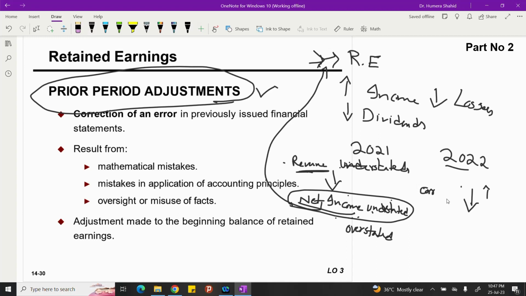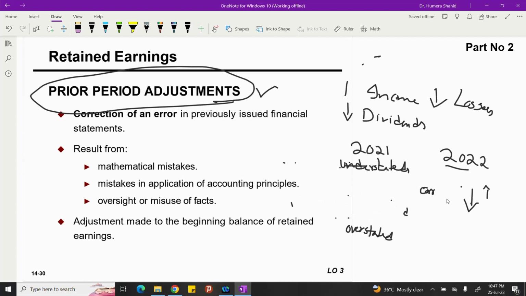These are known as prior period adjustments. So let's quickly have a look at the details. Correction of an error in previously issued financial statements is known as a prior period adjustment. Why do we have errors? Because of mathematical mistakes, of course, or maybe an accounting principle was not applied properly, or maybe you overlooked or misused a fact, you did not record the fact properly.